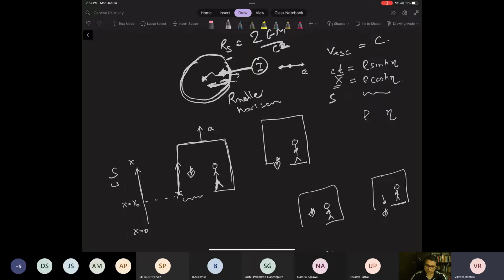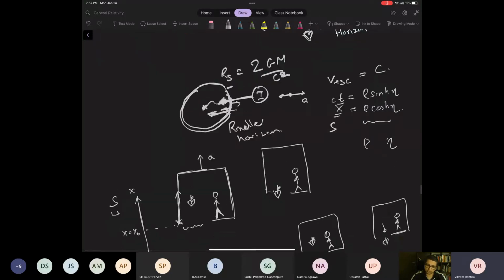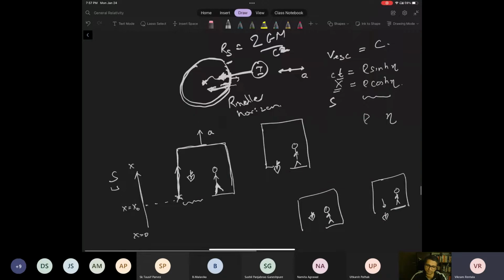But now what we're arguing is that in the Rindler wedge, instead of labeling space-time points by their t and x coordinates, you can label them by a rho and an eta coordinate. That is the accelerated coordinate system. Who is it moving with? That's my question. It's moving with the Rindler observers.